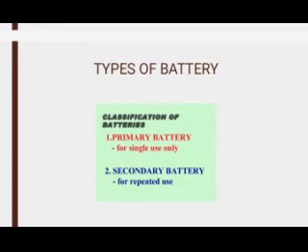Next topic is the types of battery. Batteries come in different shapes, sizes, voltages and capacities. They are made up of different chemical electrolytes and electrodes. So batteries can be divided into two forms. One is primary and the other one is secondary.